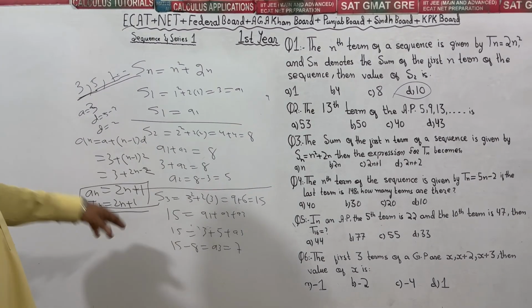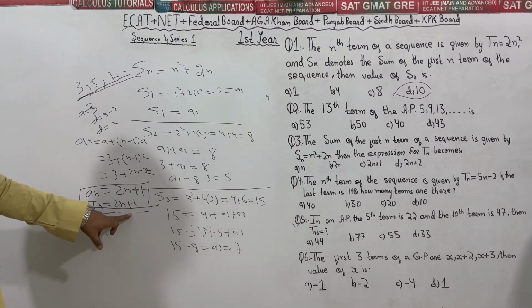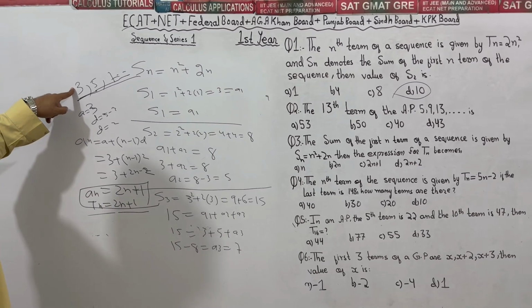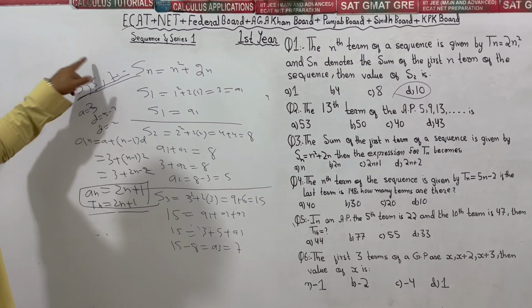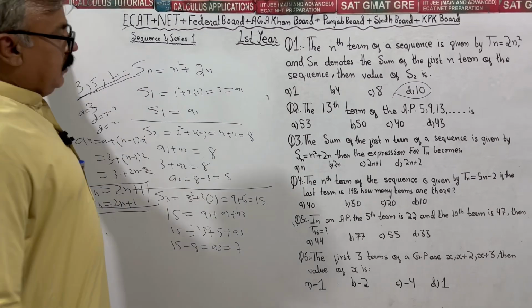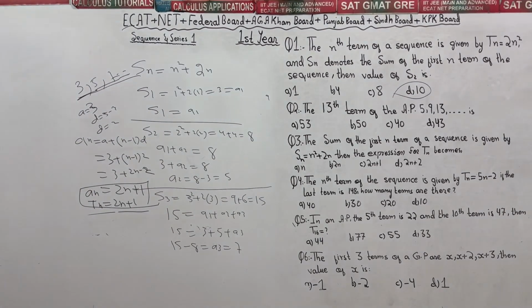One can verify. Put 1, 2 times 1 is 2 and 1, 3. 2 times 2 is 4 and 1, 5. 2 times 3 is 6 and 1, 7 and so on. Okay, proceeding to the next question.